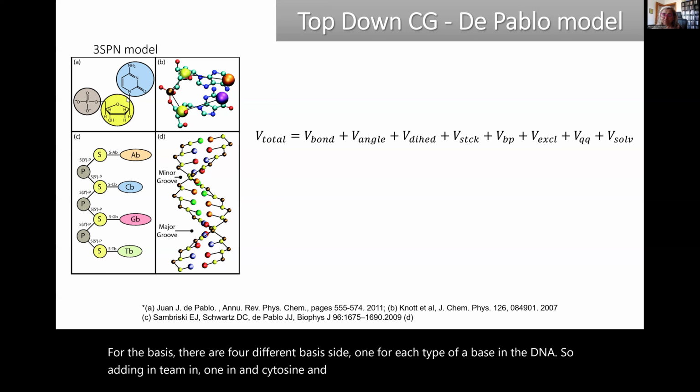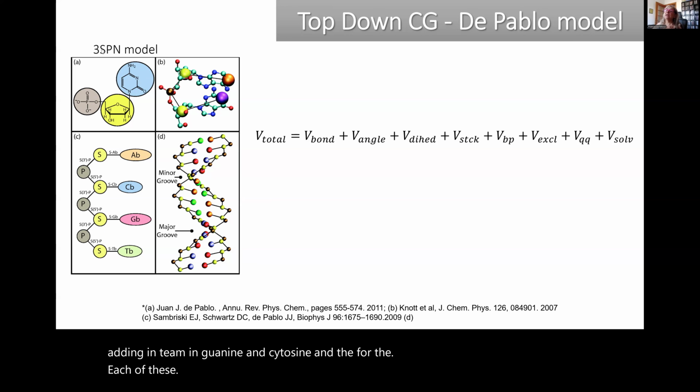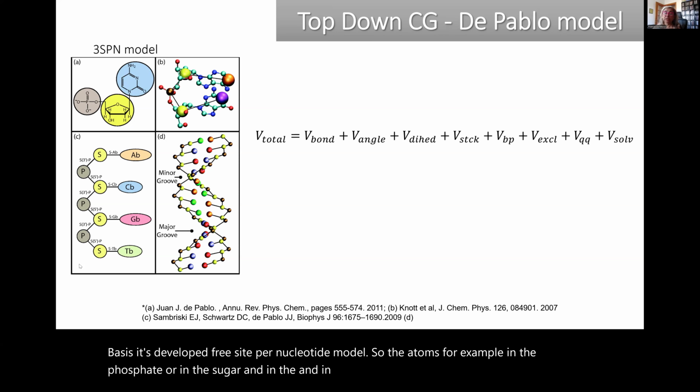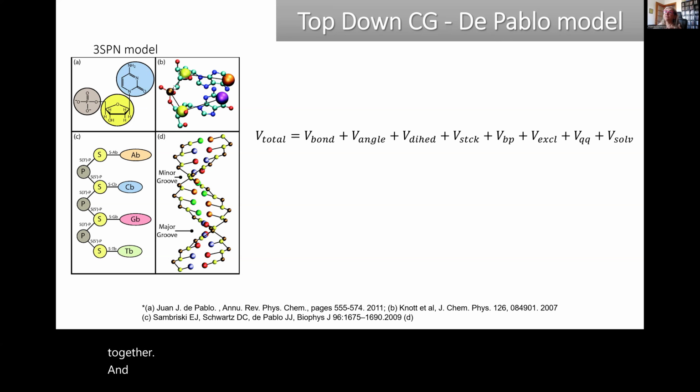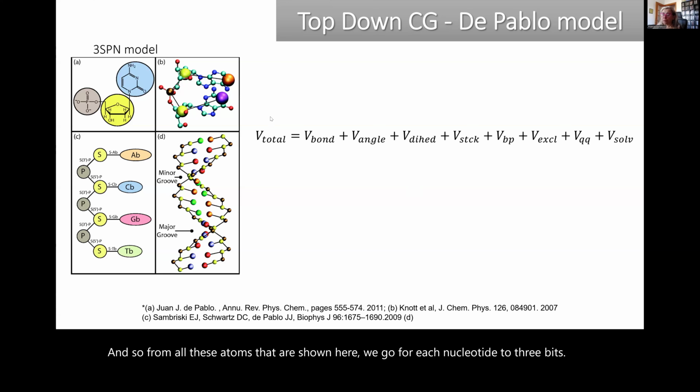For each of these, a three-site-per-nucleotide model is developed. So the atoms, for example, in the phosphate, in the sugar, and in the aromatic base moiety are all grouped together. So from all these atoms that are shown here, we go for each nucleotide to three beads, as described.